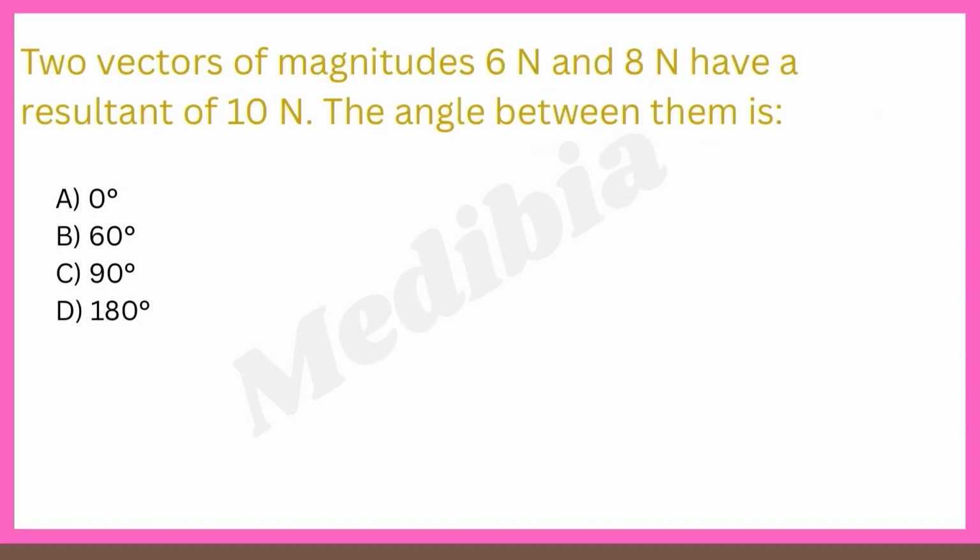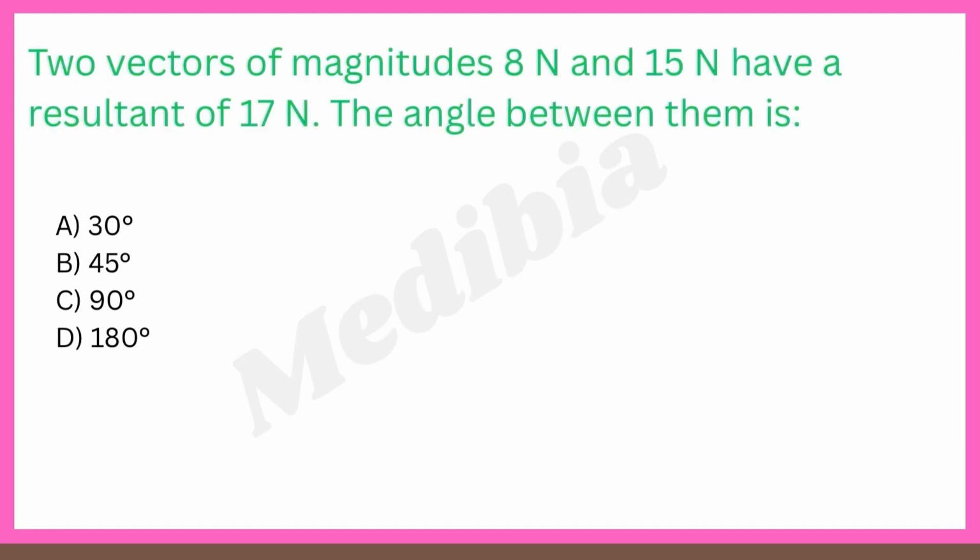Two vectors of magnitude 6 Newton and 8 Newton have a resultant of 10 Newton. The angle between them is: 0 degree, 60 degree, 90 degree, 180 degree. Two vectors of magnitudes 8 Newton and 15 Newton have a resultant of 17 Newton. The angle between them is: 30 degree, 45 degree, 90 degree, 180 degree.